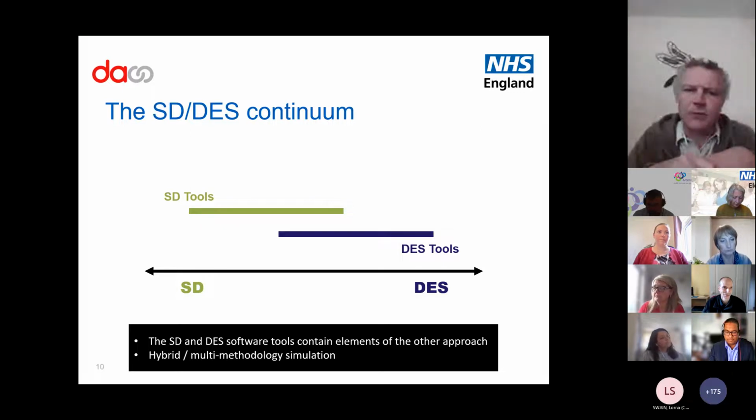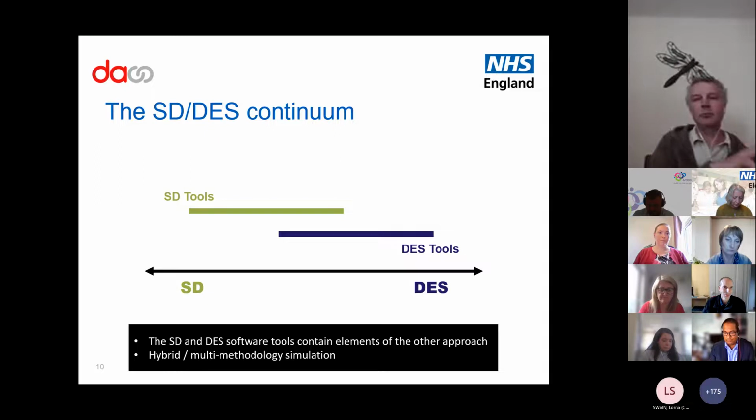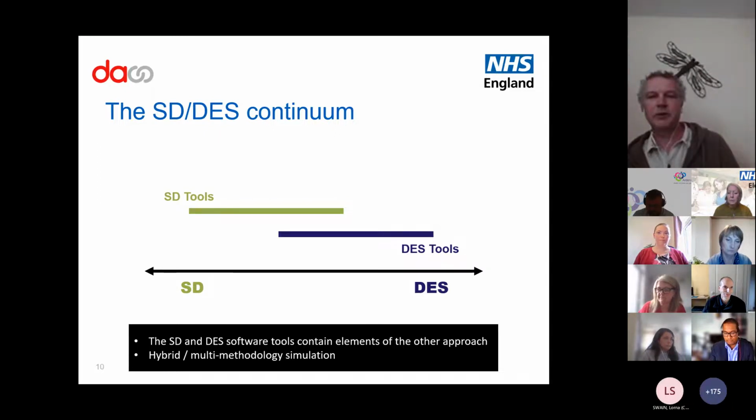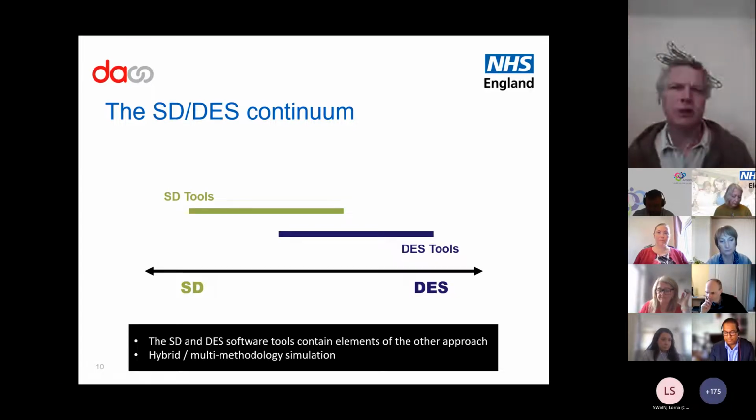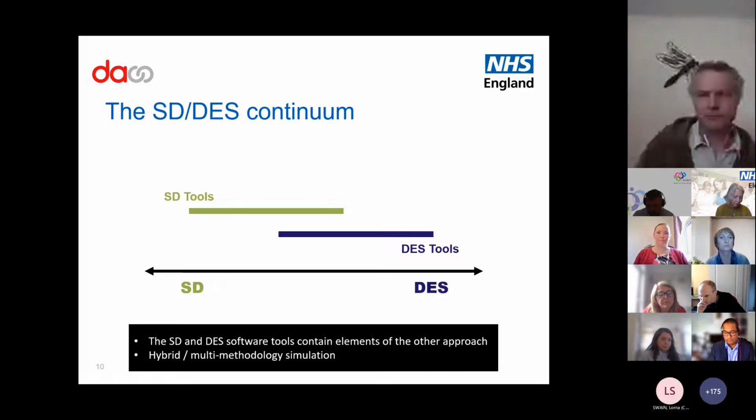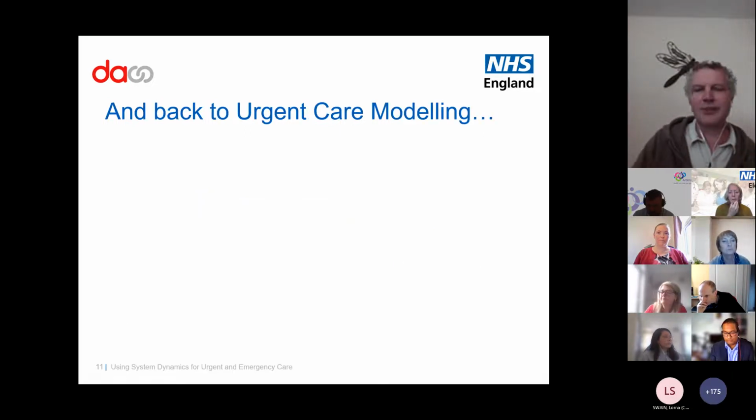And the other thing to bear in mind is that there has been quite a lot of research of late into hybrid and multi-methodology simulation. So actually having a system dynamics model alongside a discrete event simulation model. I think Jenny Morgan's here later on in the day. She's an expert in this combining of different approaches. So that's the tools you might be thinking about.